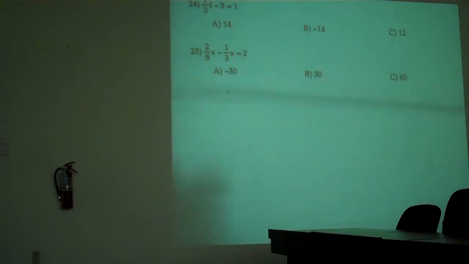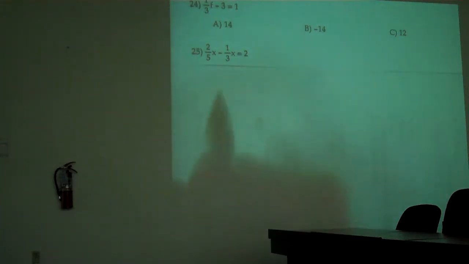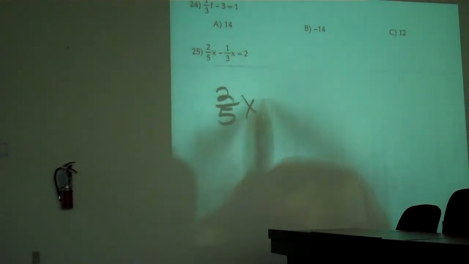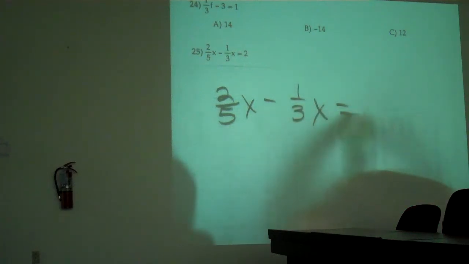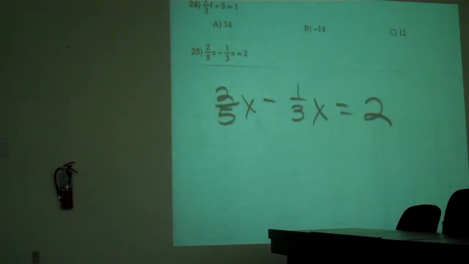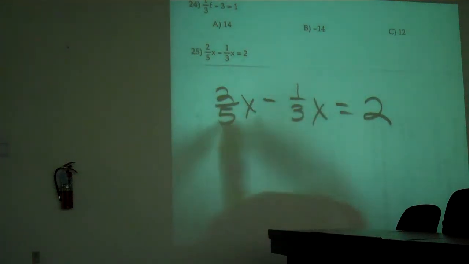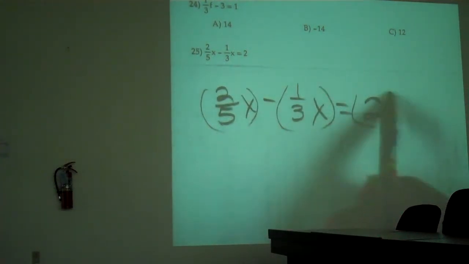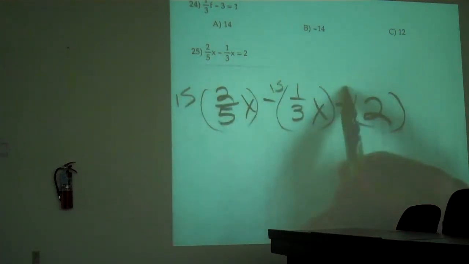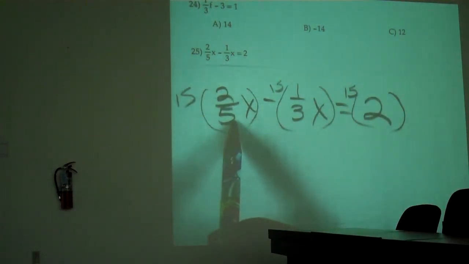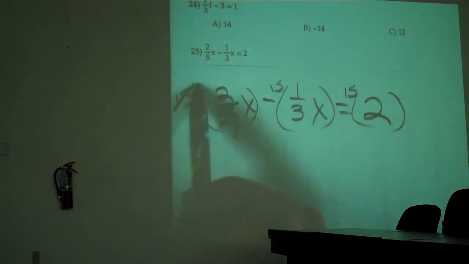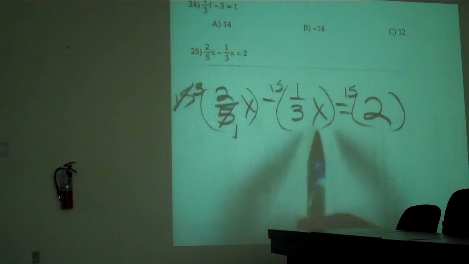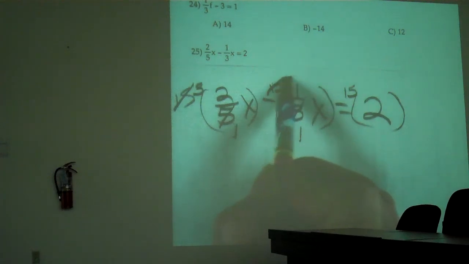Number 25. We have 2 fifths x minus 1/3 x equals 2. Okay, instead of adding those fractions, let's turn them to whole numbers. Let's multiply by the common denominator, 15. Okay, the 5 and 15 can divide by 5, turns that into 3. This 3 and 15 will divide by 3. Divide by 3, divide by 3. Now it's 5.